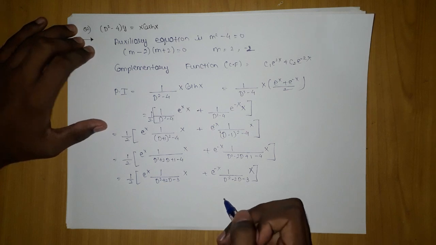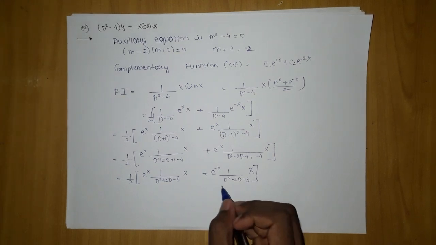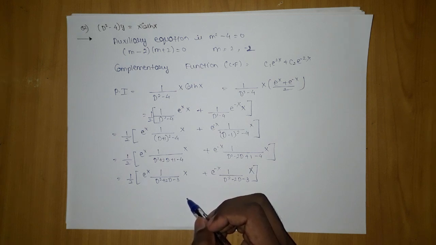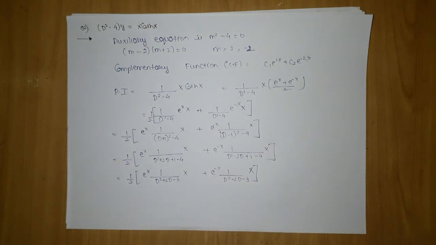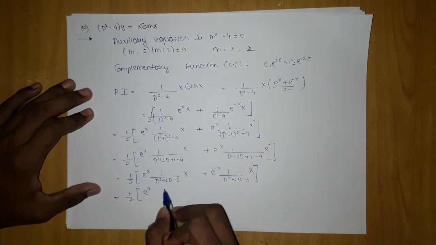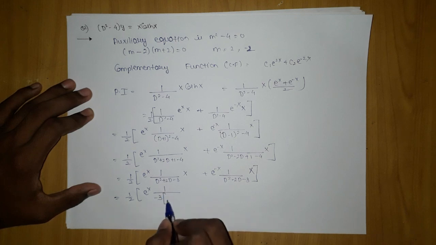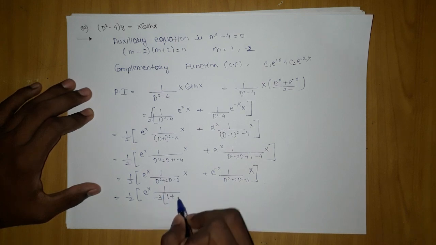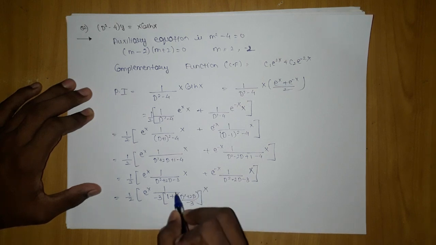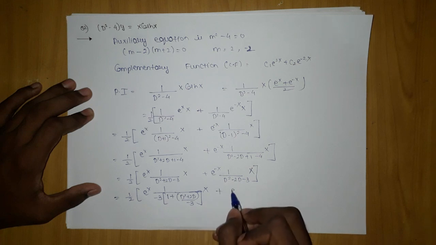You have to take the lowest power outside. Here you will take minus 3, and here also you will take minus 3. So you are going to get everything same, just the internal thing will be a little bit different. So let's just see, 1 by 2 e to the power x, just take the lowest power minus 3 outside. So here you are left with 1 plus D square plus 2D by minus 3, and x will be multiplied, plus e to the power minus x.